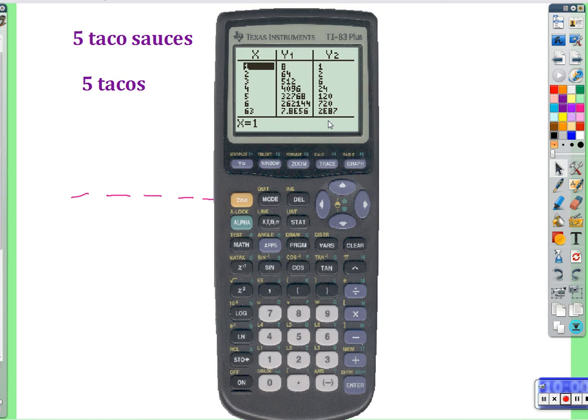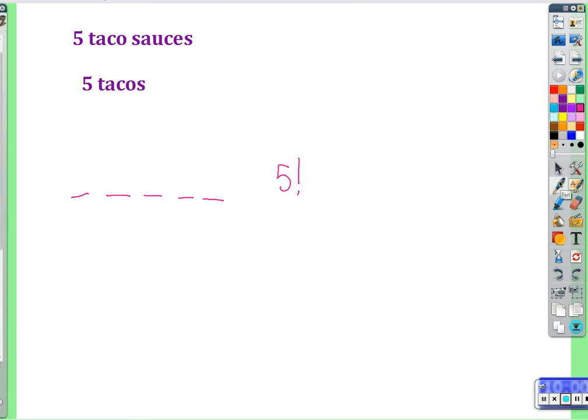So factorial is what we call a discrete function, where you can only put in discrete numbers. In math, discrete means 1, 2, 3, 4, 5, 6, 7, 8. Nothing between 1, 2, and 3, and 4. Okay. So we got factorial down.